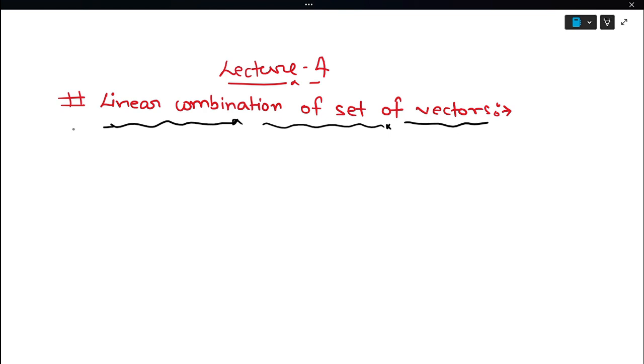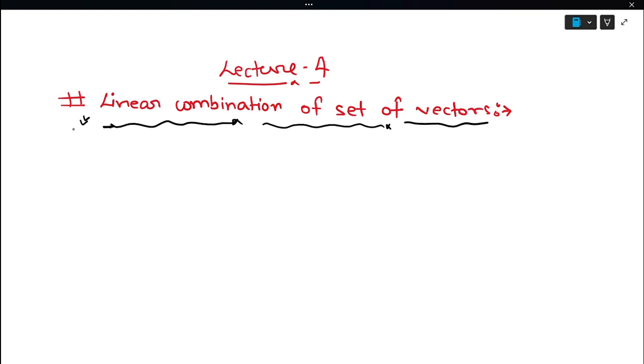In this video, we will discuss what is a linear combination of a set of vectors and the similar definitions from basic linear algebra. So first we will discuss linear combination of a set of vectors.